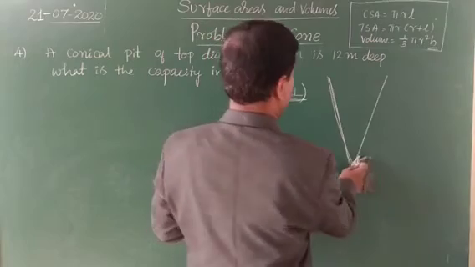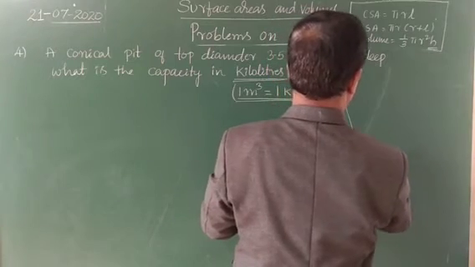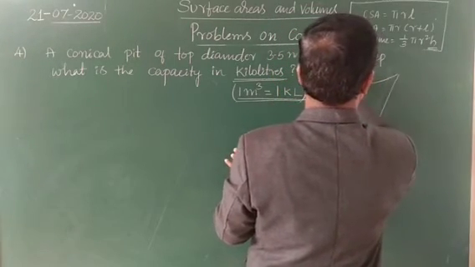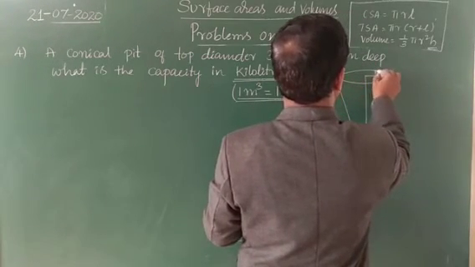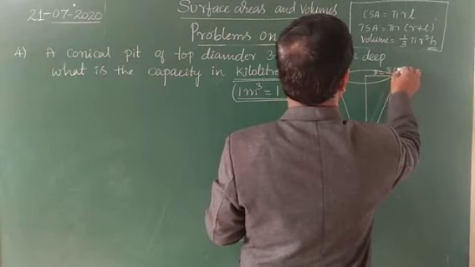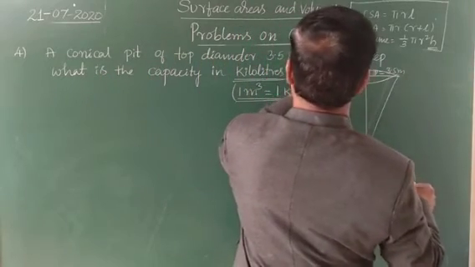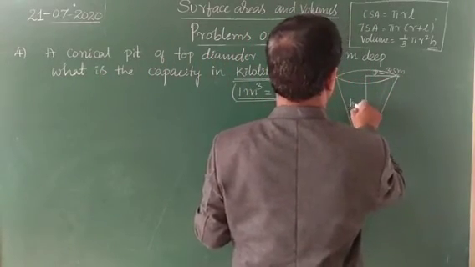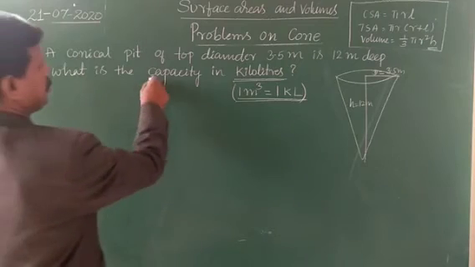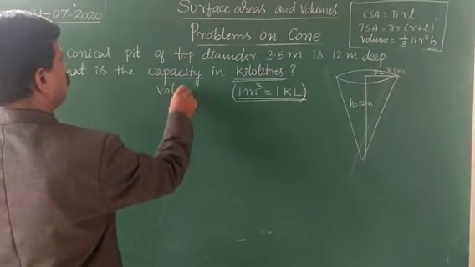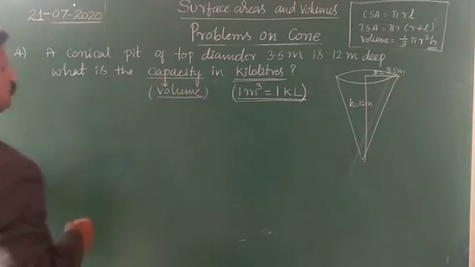Okay, this is a conical shape, like this. Here this diameter is given. D is equal to 3.5 meter and deep is given, that is H is equal to 12 meter. Now we have to find out the capacity, that means again volume. Clear? So, solution.